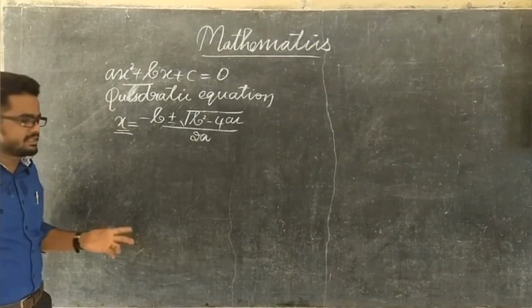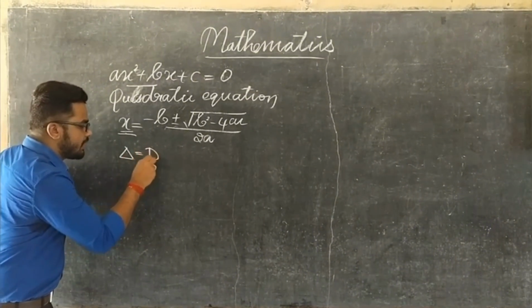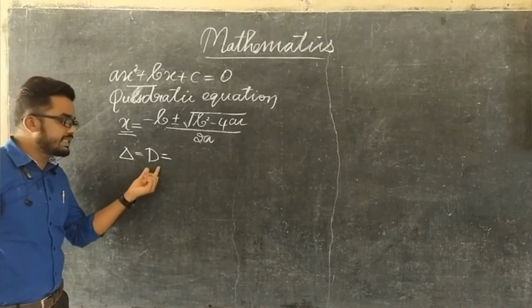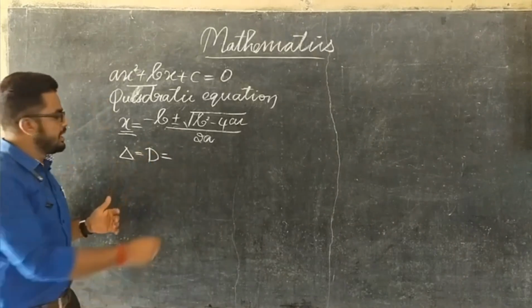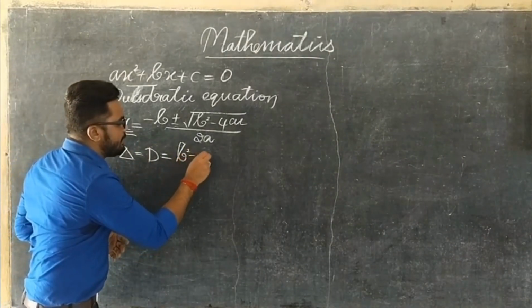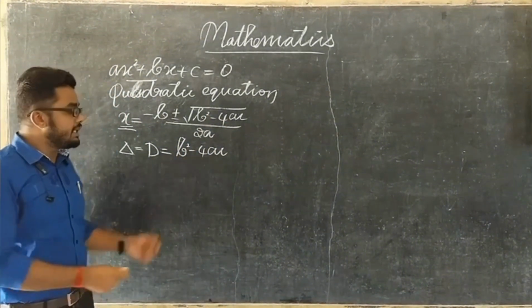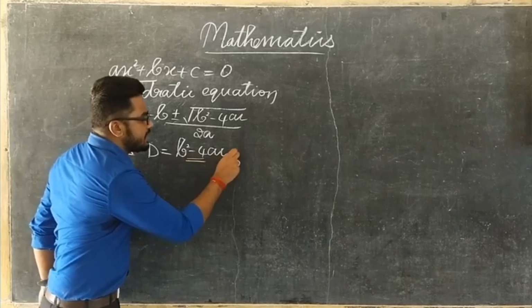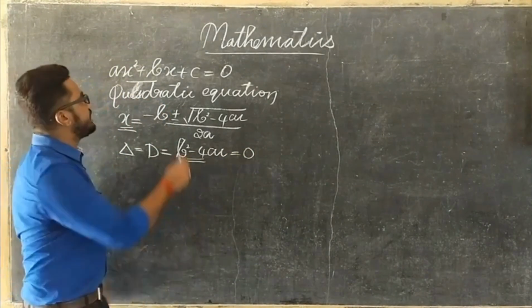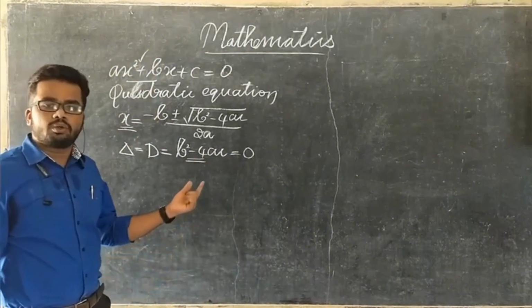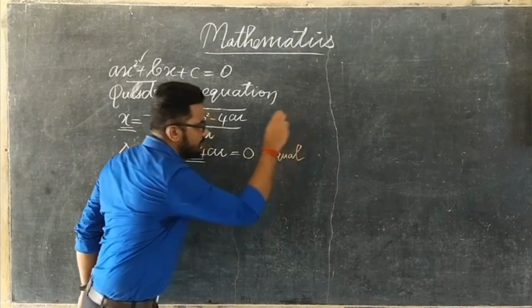How can we discuss it? That is given by the name delta, called the discriminant. The discriminant is a term which decides the nature of the roots. Its value is b square minus 4ac. If b square minus 4ac is equal to 0, we know that a quadratic equation has two roots, and the two roots will be equal.